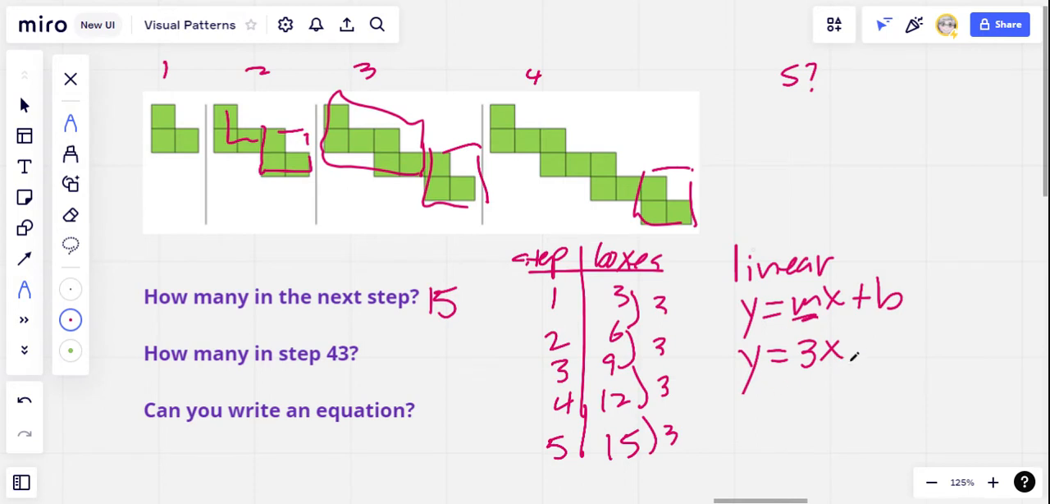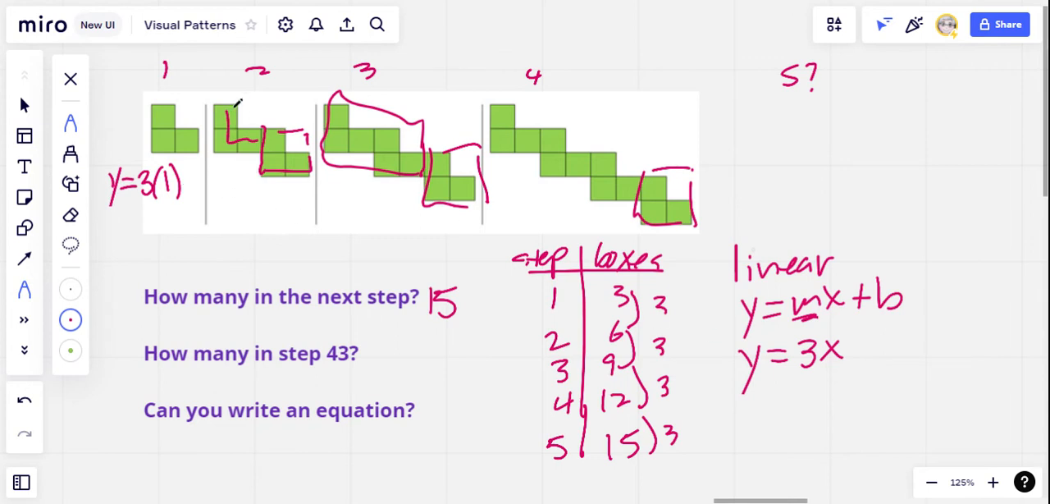So what I usually do is I take this chunk of the formula and try it out and see how it's working. So y equals 3, and where you have the x, that's where you put in the step number. So 3 times 1, and when you look at that, that does equal the number of boxes. So it looks like we don't have to add anything. So this would be y equals 3x plus 0, or just y equals 3x. You don't even have to write the plus 0.